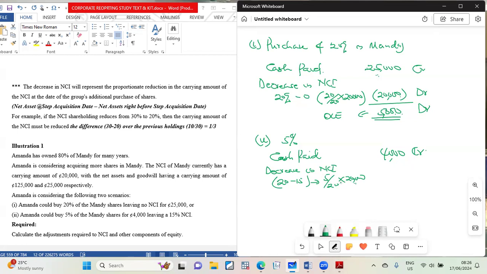So this one will give us 5,000. So 1/4 of the 20,000 is 5,000. The 5 over 20 goes 1 over 4. So it is 5,000, and this is a debit.